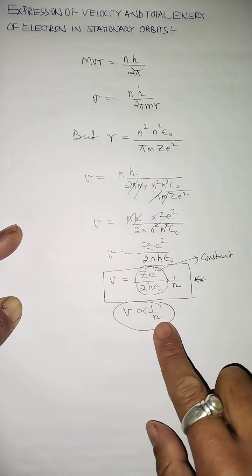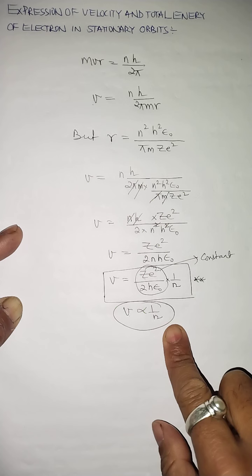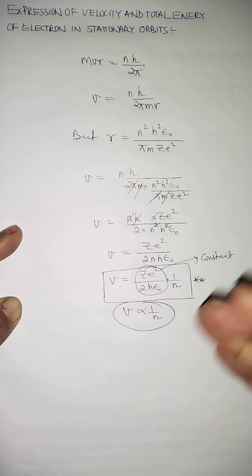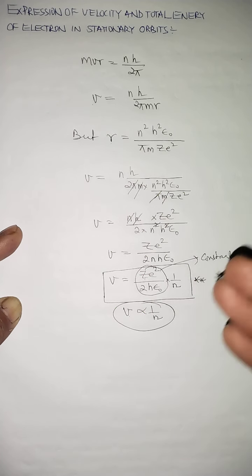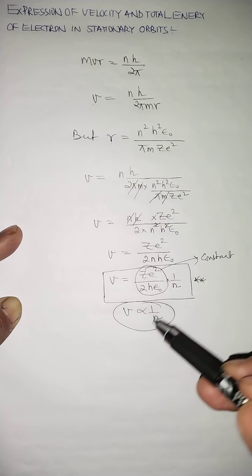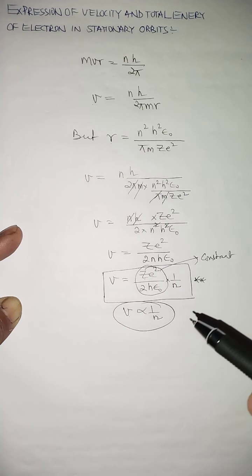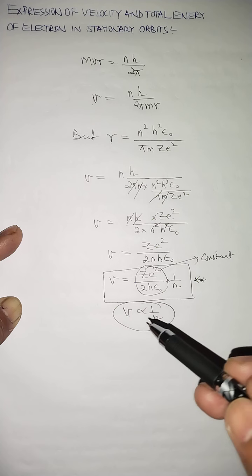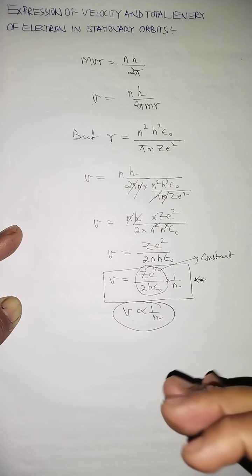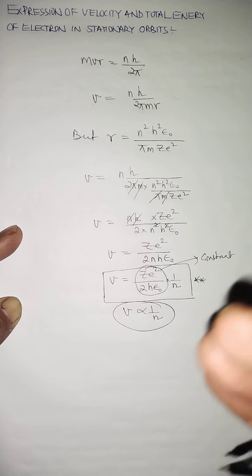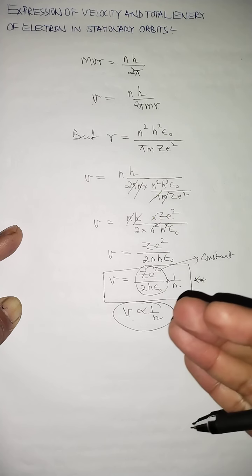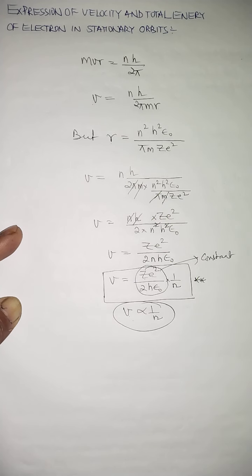Maximum in which orbit? The first orbit, also called the lowest orbit, and it goes on decreasing to the higher orbits. When the number of the orbit increases, the velocity of the electron decreases. That means the electron revolving in the first orbit, or the lowest orbit, moves with the maximum velocity. But when we go to the electrons revolving in the second orbit or third orbit, and when you go to the higher orbits, the velocity of the electron keeps on decreasing.